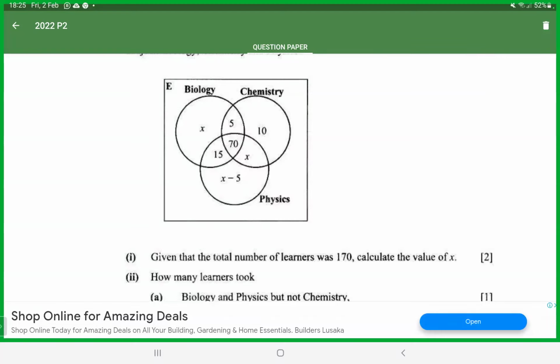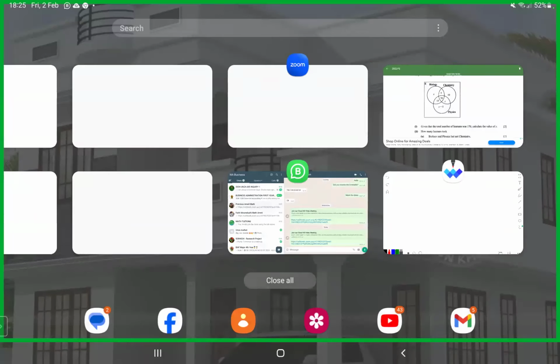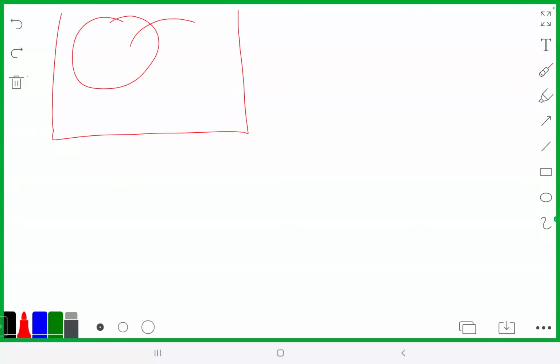So this is the set that we have. I want us to extract it and put it on the whiteboard. It's easier that way so that you can easily understand. Here is the set that we have. We have 3 sets. And this is what we are given in terms of the numbers.